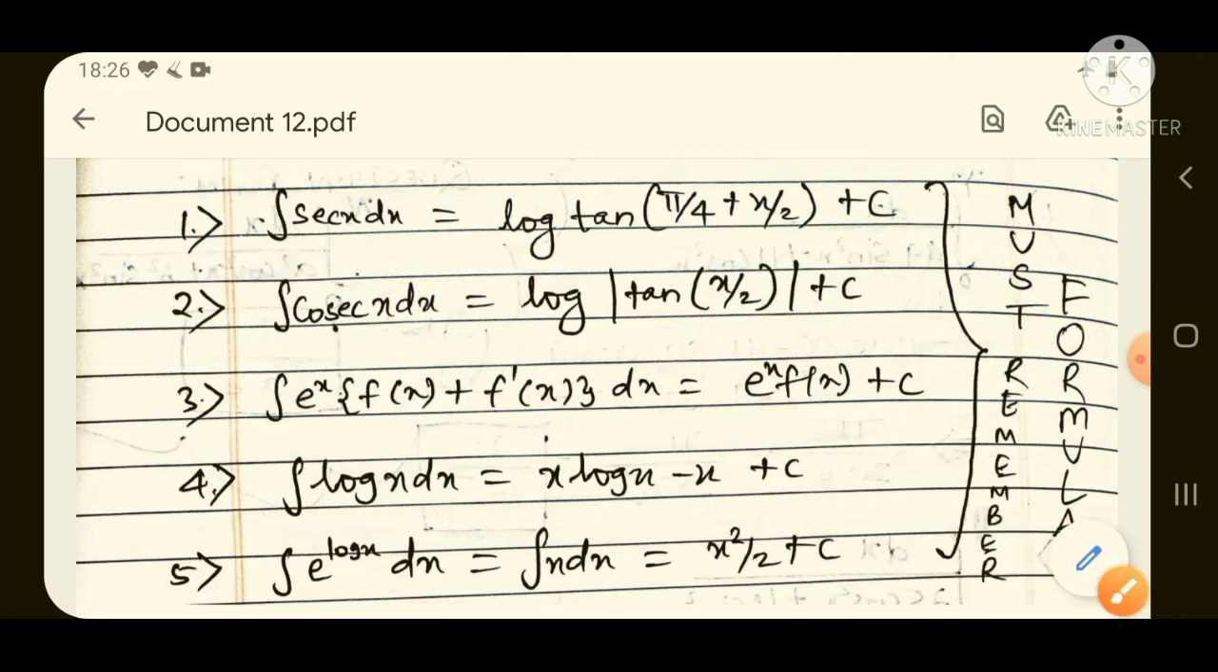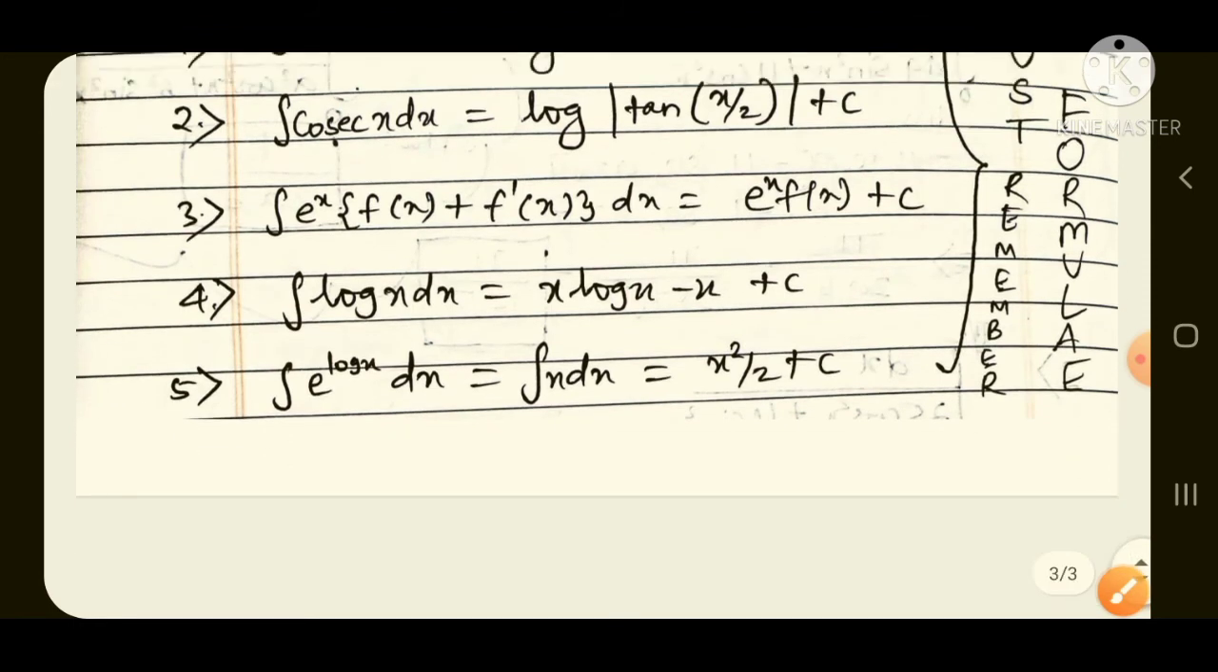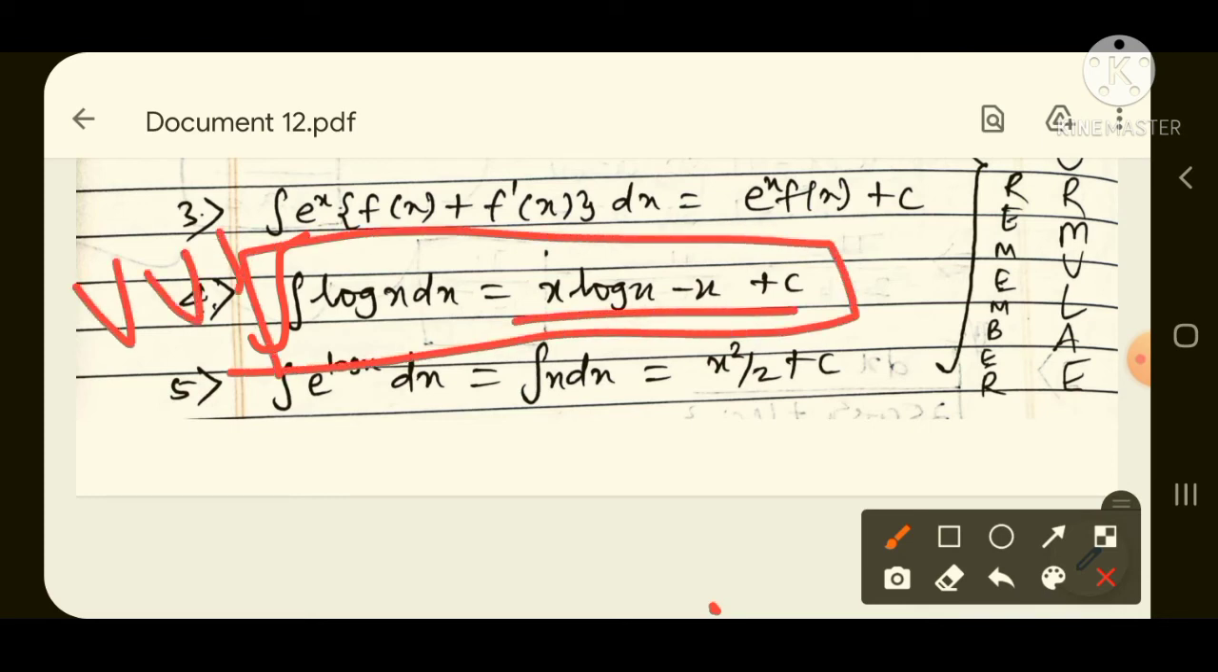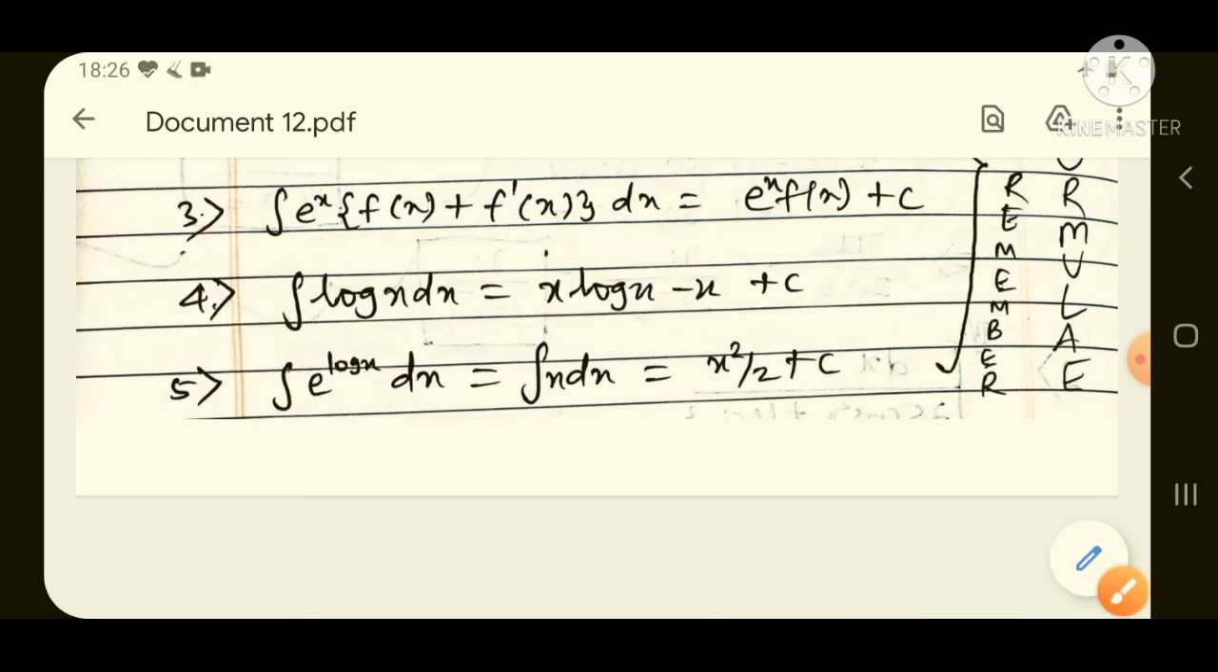Then coming over to the fourth formula, it says integration of log x. Actually you can find this integration of log x using normal integration also, but that would take 4 to 5 minutes. Rather, you can directly remember the formula. Integration of log x dx is equal to x log x minus x plus c. This is also very important and direct questions are asked in the examinations.